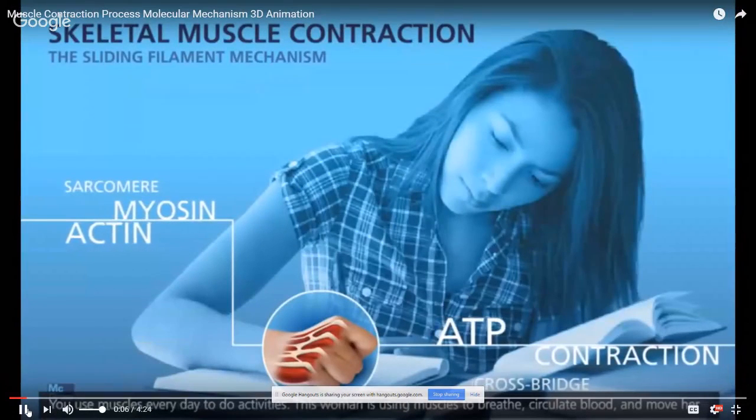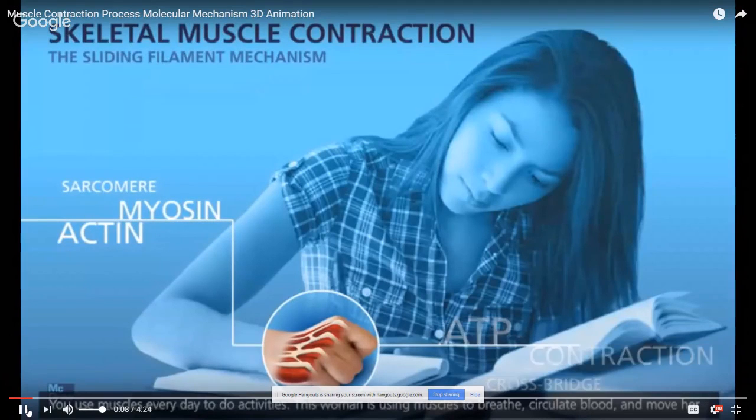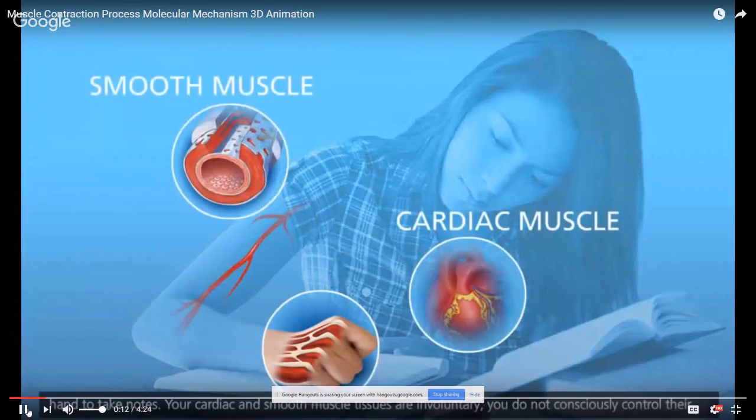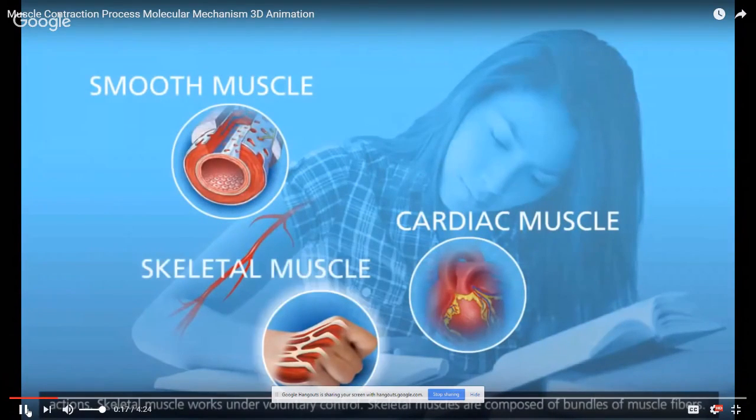Muscles to breathe, circulate blood, and move her hand to take notes. Your cardiac and smooth muscle tissues are involuntary. You do not consciously control their actions. Skeletal muscle works under voluntary control.